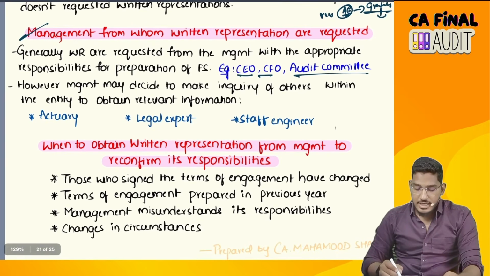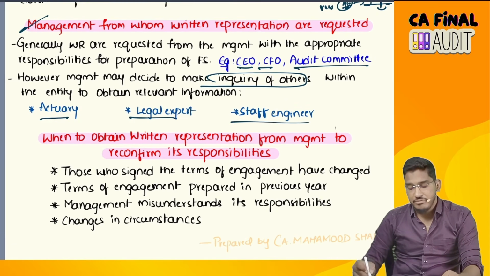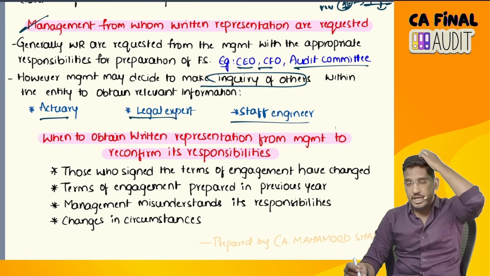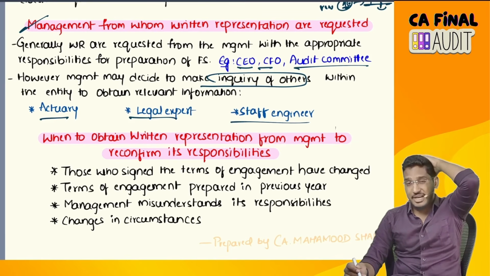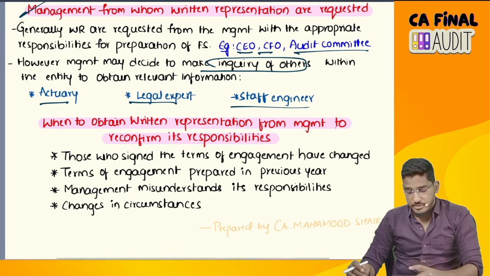Okay, so that's what they say. Sometimes management may be required to make inquiries of others within the entity to obtain the relevant information. Like they can go to an actuary, legal expert, staff engineer. These are just examples. If they don't have the required information, they go to these kinds of persons, get the required information, and provide the confirmation to the auditor.